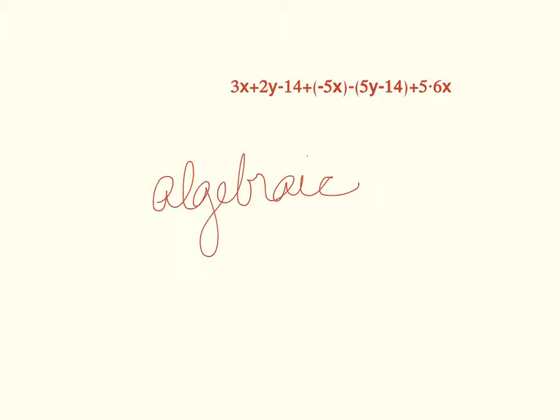Everywhere you see an x, they represent the same number, even though we don't know it. And everywhere you see a y, it also represents the same number, although it is not the same number as the x. Again, terms are separated by addition and subtraction signs.